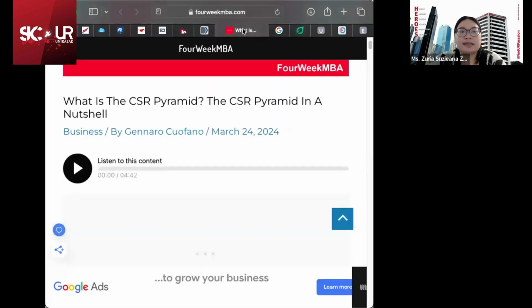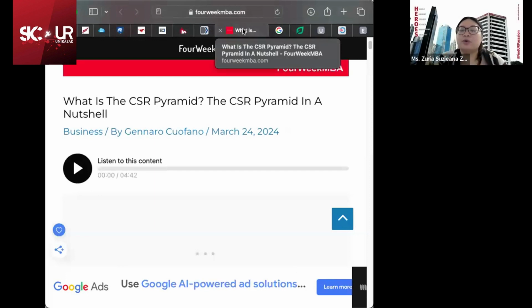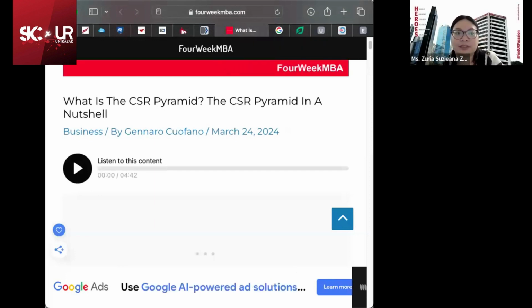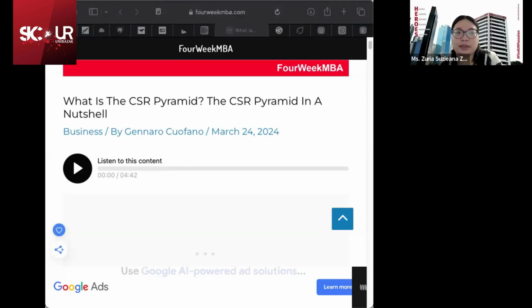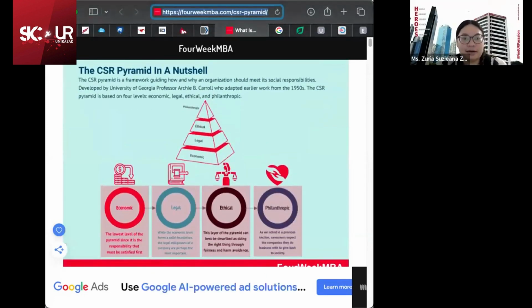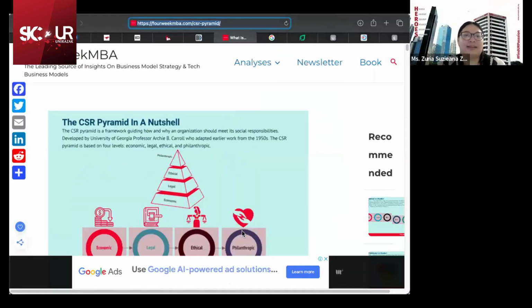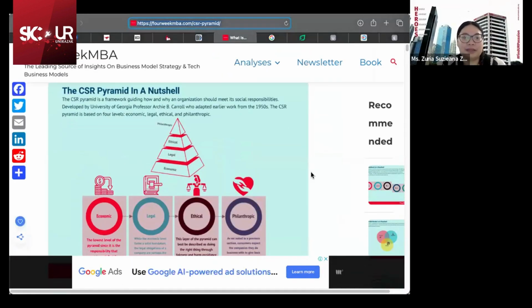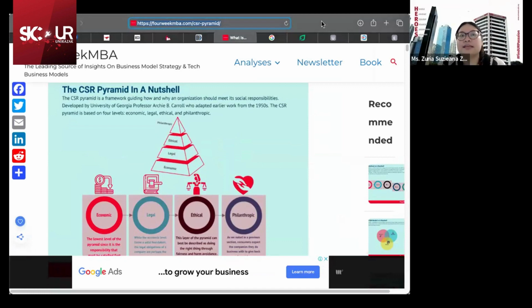Next, CSR. Oh, today we go quite fast, eh? It's only 9:10, but I have finished the two subtopics. Have you guys seen this before? The CSR pyramid. Let me make it bigger. Have you seen this? This is a 4-level CSR pyramid.